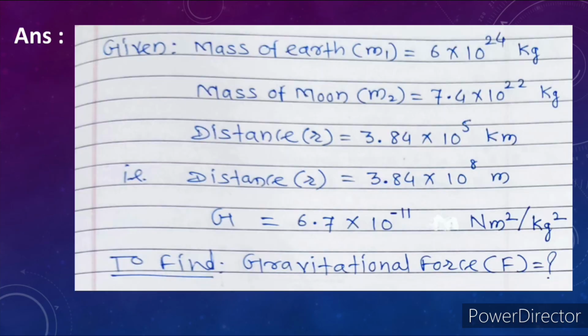Answer. Given mass of earth, that is m1, equal to 6 into 10 raised to 24 kilogram. Mass of moon, that is m2, is equal to 7.4 into 10 raised to 22 kilogram. Distance r is equal to 3.84 into 10 raised to 5 kilometer. That is, distance r is equal to 3.84 into 10 raised to 8 meter.